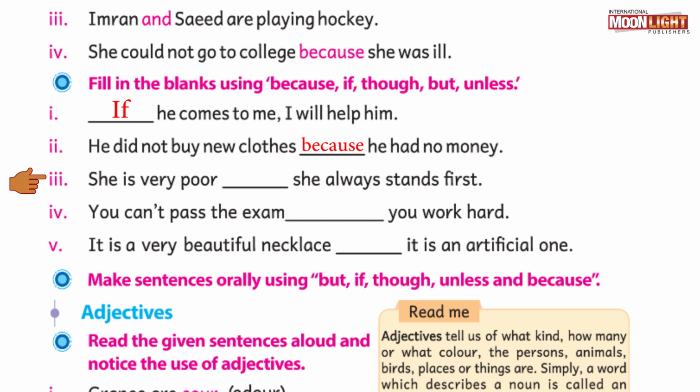She is very poor. Dash, she always stands first. And yes, obviously, the conjunction but is going to complete this sentence. You can pass the exams. Dash, you work hard. Unless you work hard. It is a very beautiful necklace. Dash, it is artificial. Though it is artificial.